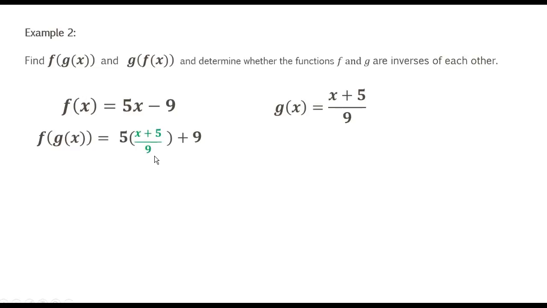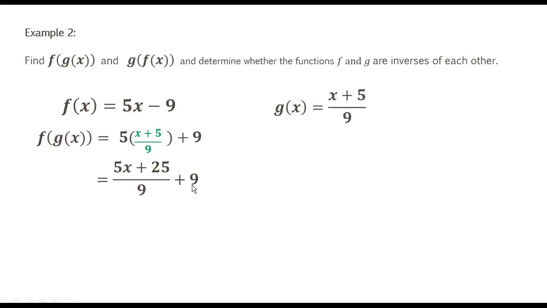So now we need to simplify this. Now notice, here we're not going to get anything to cancel like we did on the last example. This is a 5 and this is a 9. This 9 cannot be canceled with this 9 because this is not multiplication. This 9 is a separate term that's added to this. So all I can do is distribute my 5 through parentheses here. So I get 5x plus 25 over 9 plus 9.